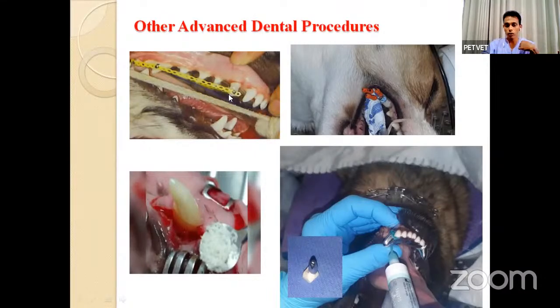Now, all these orthodontic procedures are not done on a commercial basis, maybe on a research basis, but these can be done. And these are routinely done on a commercial basis. This is when there's endodontal disease, you do the nerve filling, root filling. That's a common procedure, especially in veterinary dental specialist clinics.